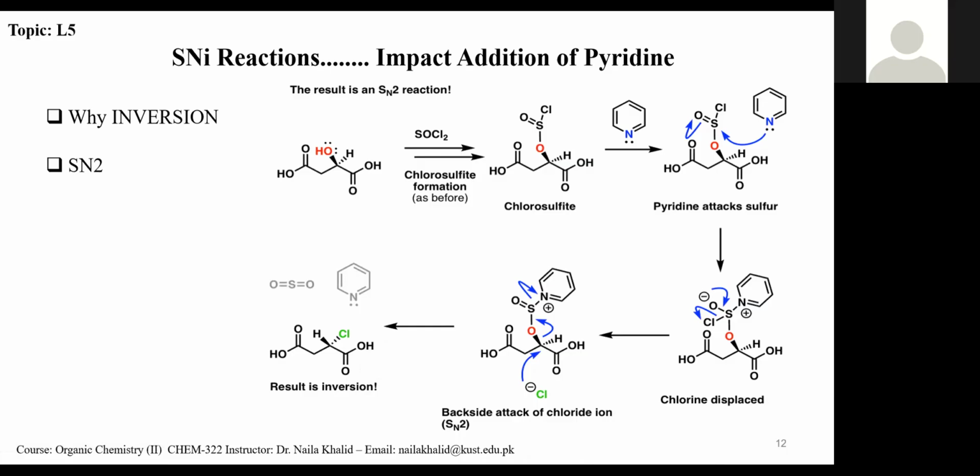I have discussed in the previous slide too that in the absence of pyridine, this chlorosulfite is going to decompose to give you the product with retention of configuration. But if pyridine is added, this pyridine has an electron pair, and this electron pair is easily available because it is not part of the aromatic ring. This will attack on sulfur and this is opened. And when it comes back, this chloride is removed.